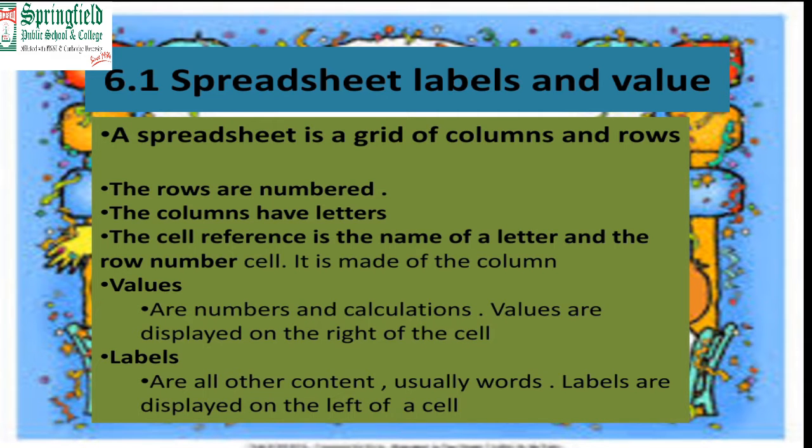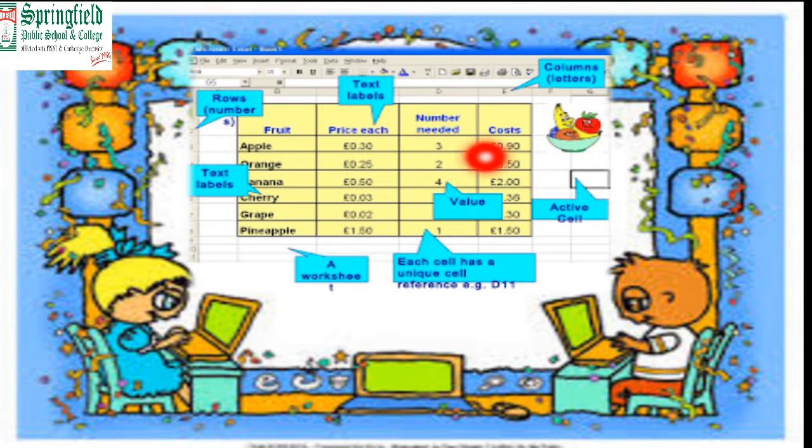Okay, this is the view of the spreadsheet, Excel. This is called a table. It consists of columns, and these are the rows. These are the text labels, these are the rows, and these are the columns. These are the values, in which we enter the values. And this is an active cell, the cell in which we are working.